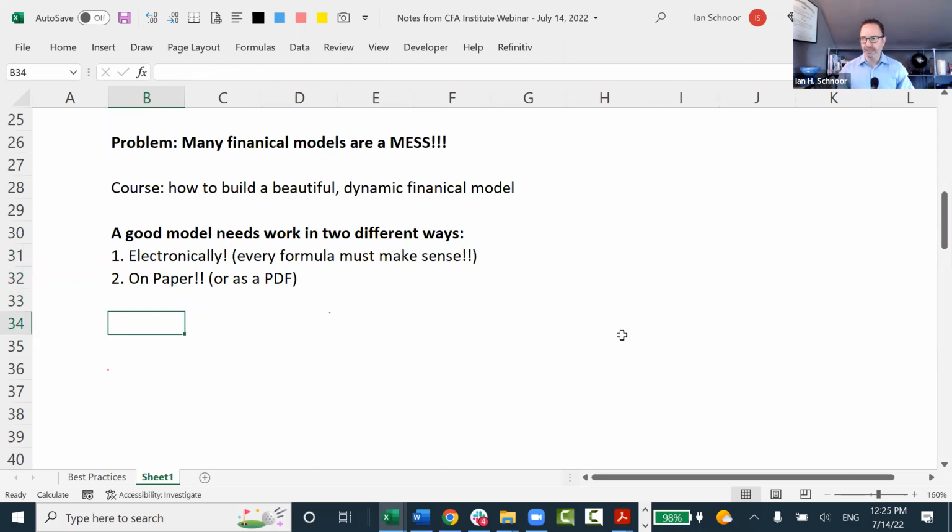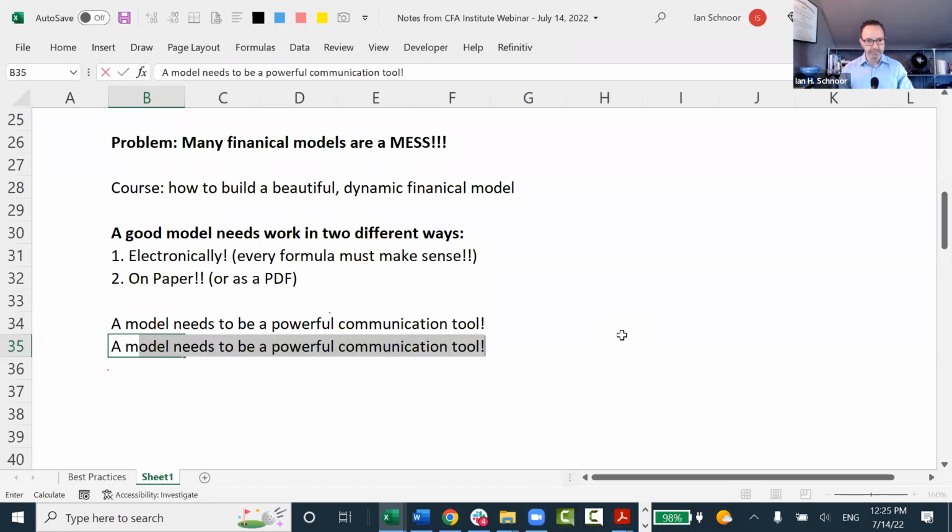What am I really telling you? I see a lot of hands going up. Fantastic. I hope that means you agree. You need to make sure that your model communicates. So what I'm really saying is that a model needs to be a powerful communication tool. A model has to be a communication tool. A model needs to tell a story.